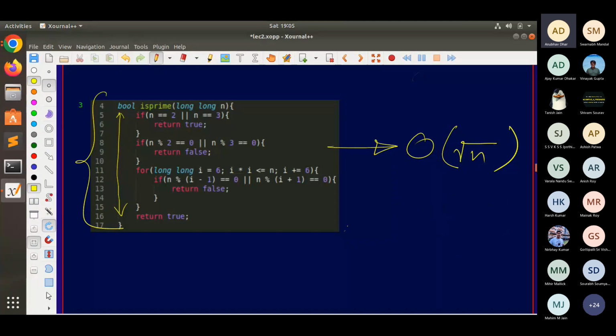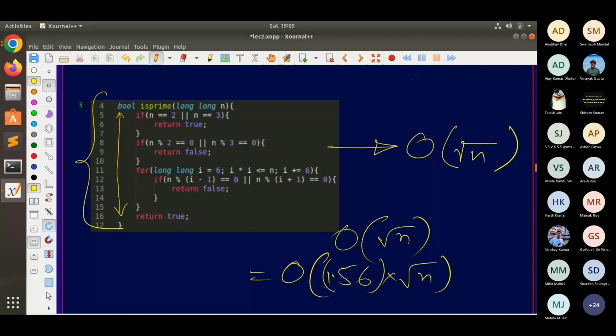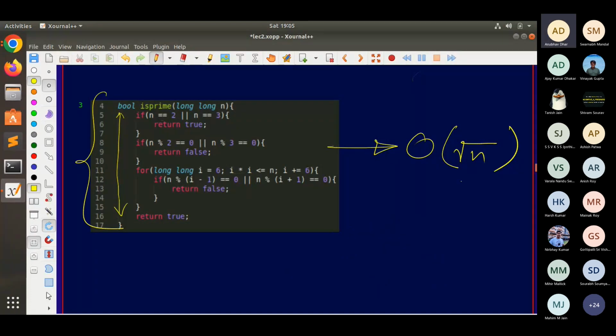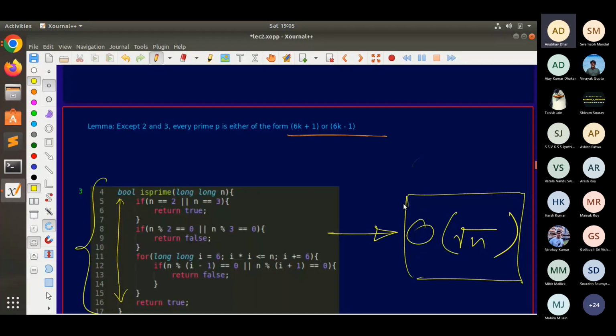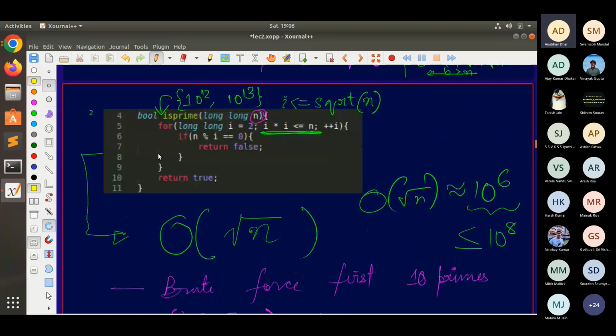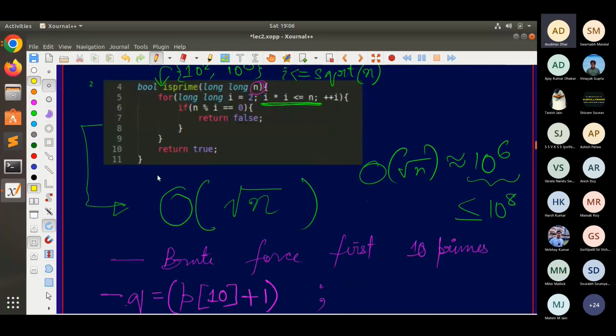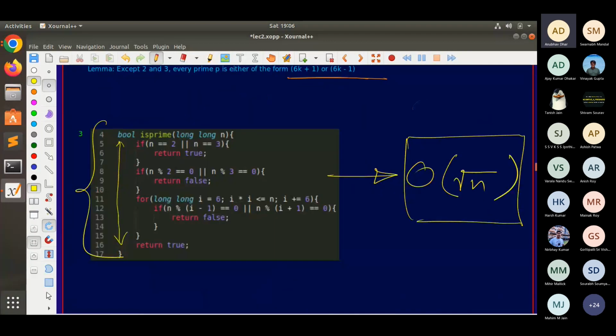So order root n is the same as order 1.56 into root n, anything, right? So you don't care about this constant factor. So yeah, the order root n is correct. So complexity wise, this and this are the same, right? But this does provide a constant optimization. And by constant optimization, I mean that this constant factor that used to be here gets optimized out.